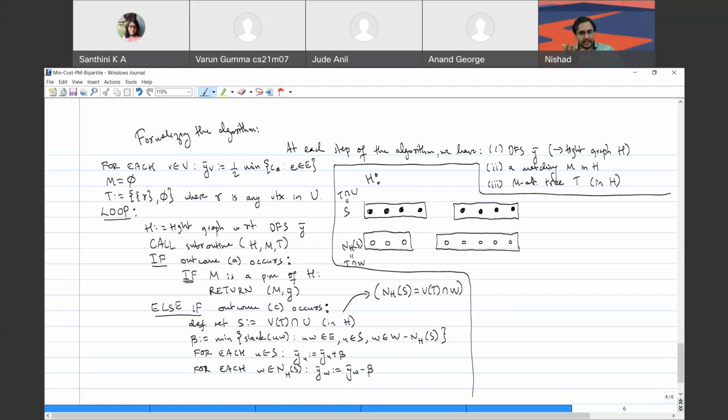And what are all the edges like? Can someone tell me which particular types of edges do not exist in this drawing? I've drawn a bunch of boxes. In the graph H, you can't have edges from one of these boxes to one of the other boxes. What are those two? Okay, top left to bottom right. Exactly. So the only edges you can have are these, by definition of S and N of S. So these are all the kinds of edges you will have in your graph H.